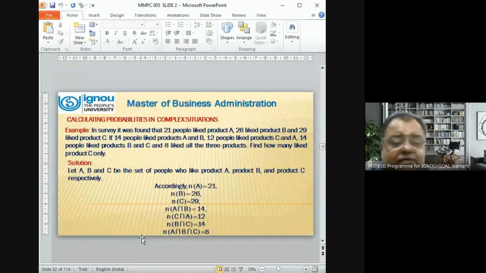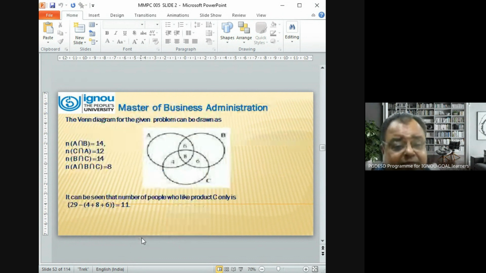Now, this is a very peculiar problem which is related to a general concept. How does this get interpreted, and a Venn diagram is used.